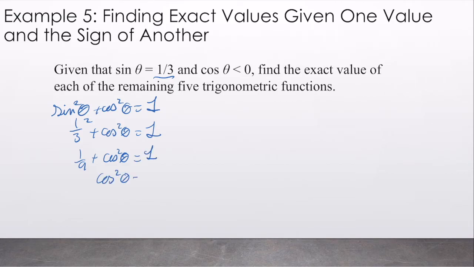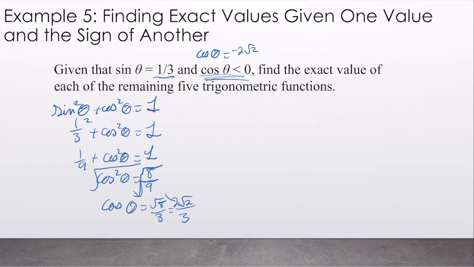And take the square root of the whole fraction. That gives me cosine of theta is the square root of 8 over 3, which is 2 square root of 2 over 3, but it has to be negative because cosine is negative. Now I have my cosine and my sine, right? And I can use this information to find all of our trig functions. So sine of theta, 1/3. Cosine of theta, -2 square root of 2 over 3.